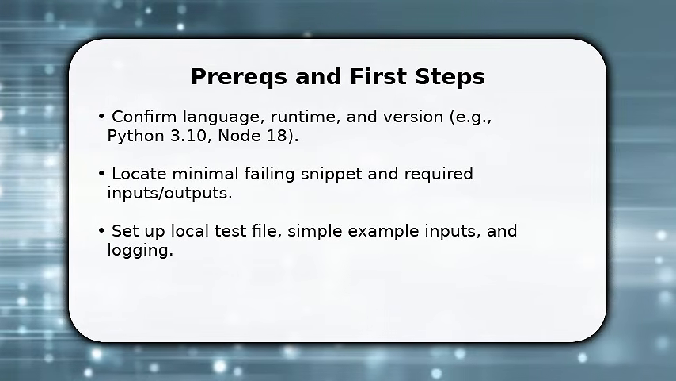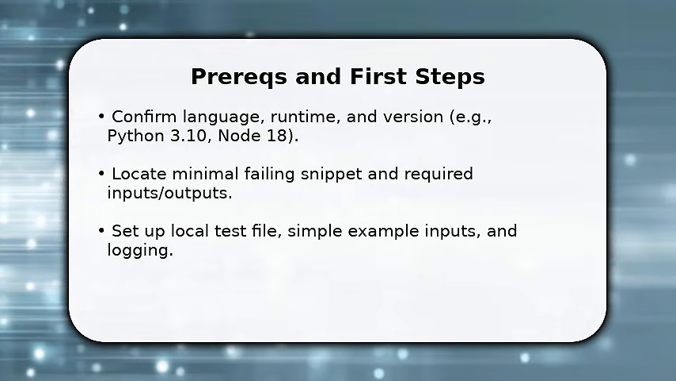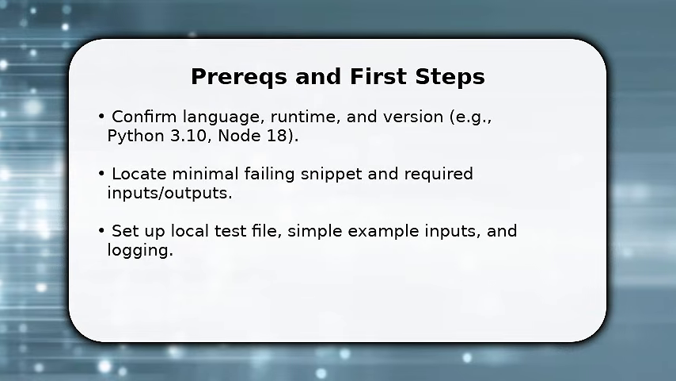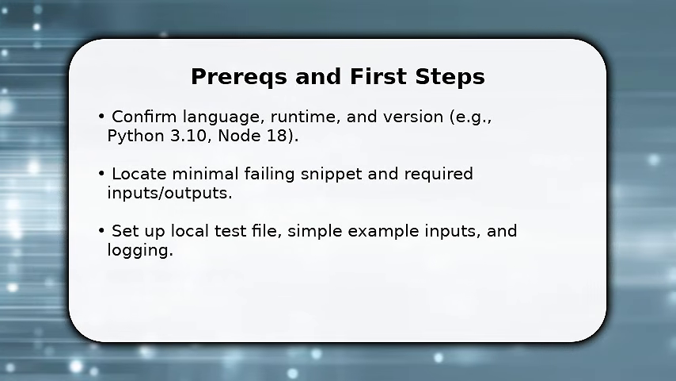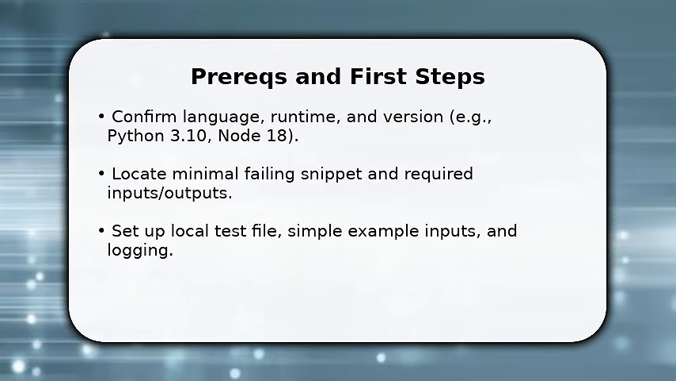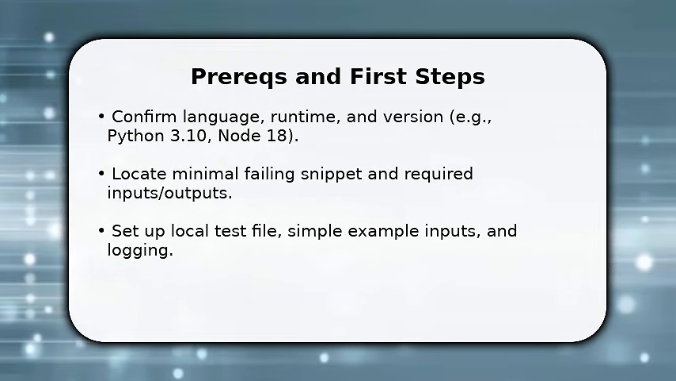You start by verifying prerequisites and then open the code where the issue appears. You must confirm language and runtime so you avoid environment mismatches. Once done, extract a minimal failing snippet and create a small test file with representative inputs. Make sure to add simple logging or print statements now so you can see intermediate values.